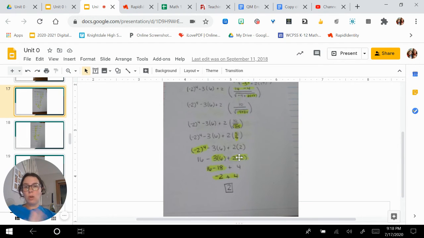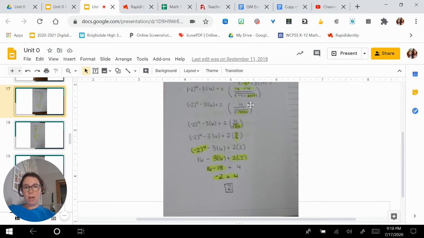I'm going to do, there's no more exponents, no more grouping, so we're going to do multiplication. 3 times 6 is 18. 2 times 2 is 4. Don't forget that subtraction sign here. All right, now we're going to add and subtract left to right. So even though A comes first before subtraction, we do whatever is first. So there's subtraction here first. So 16 minus 18 is negative 2. Bring down the plus 4. Negative 2 plus 4 is 2. So that is step by step.